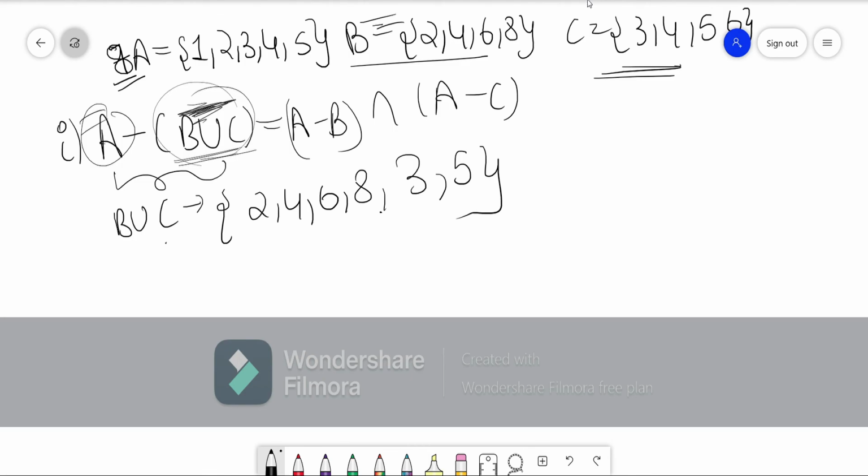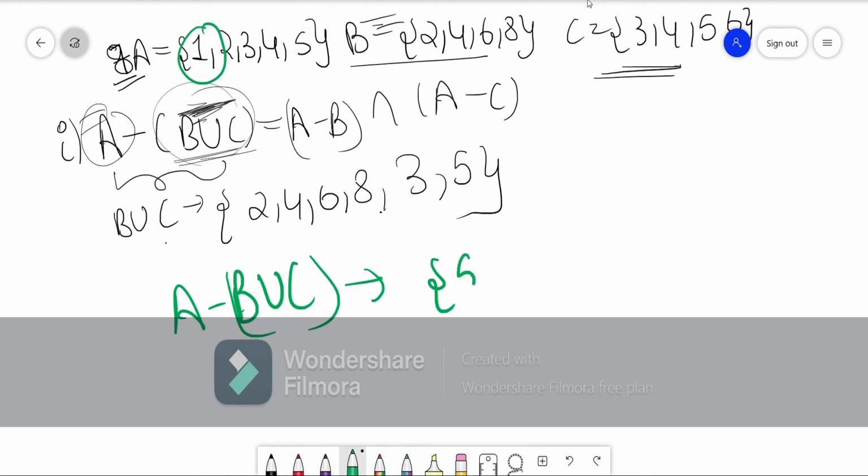So what elements are present in A but not in this? Element 1, right? 3 is also not present. Oh, 3 is present in the set. Is 5 present? Yes. So A minus (B union C) has only the answer 1. Okay, this is the answer for the first part of this question.